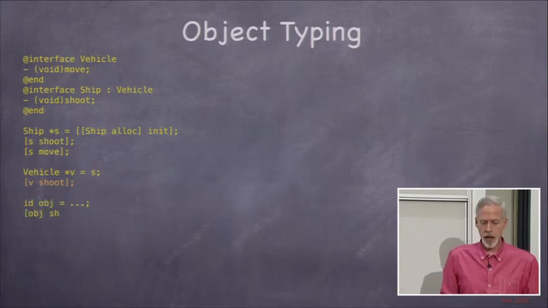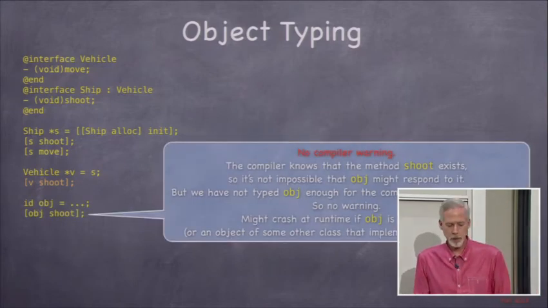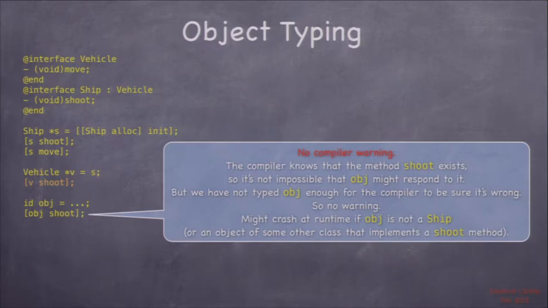Now, what about this case where I declare an id obj, and it can be anything we want, you alloc init it somehow, and you say [obj shoot]? No matter what obj is, and I essentially didn't tell you what obj is because it doesn't matter, the compiler is not going to warn you here. Anytime you send a message to obj, as long as that message exists somewhere, the compiler will not warn you. At runtime, if obj is not a ship or some other object that responds to shoot, it will crash.